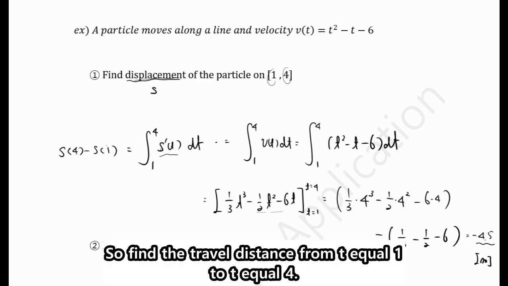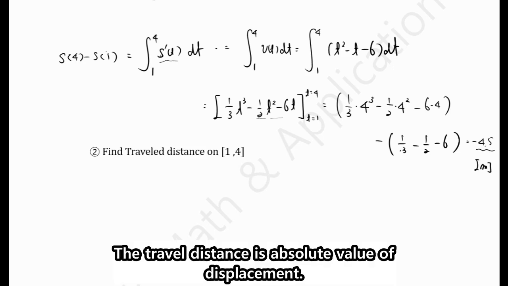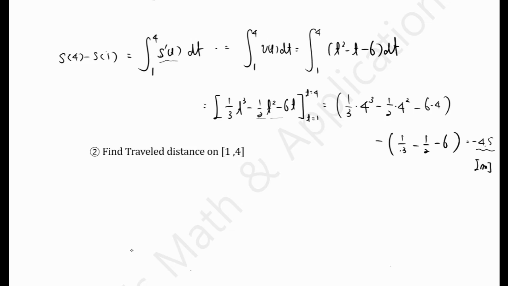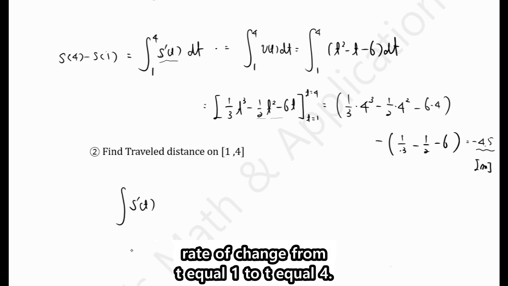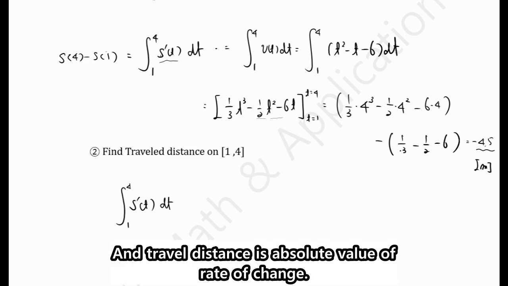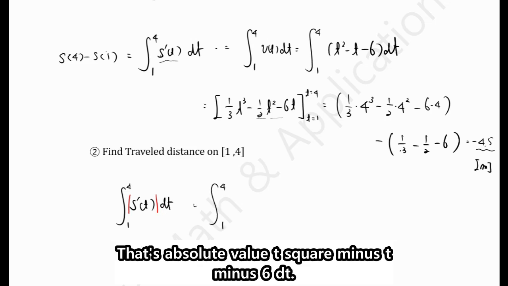Now find the travel distance from t equal 1 to t equal 4. The travel distance is the absolute value of the rate of change. The displacement is the integration of the rate of change from t equal 1 to t equal 4, and the travel distance is the integration of the absolute value of the rate of change. So it is the integration from t equal 1 to t equal 4 of the absolute value of t squared minus t minus 6 dt.